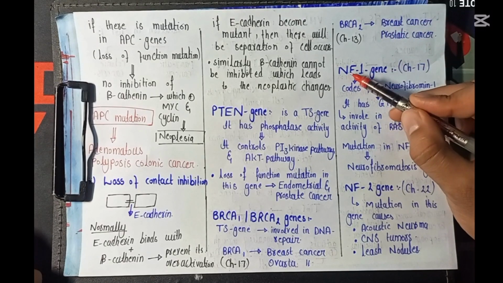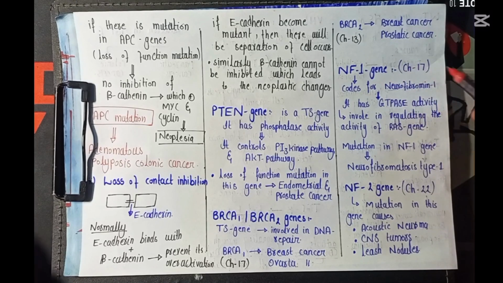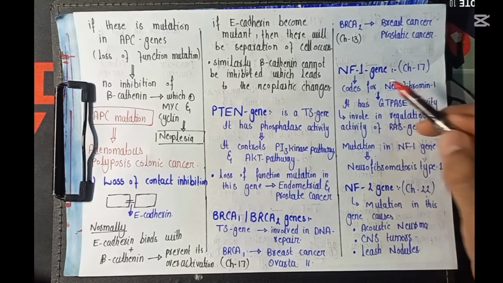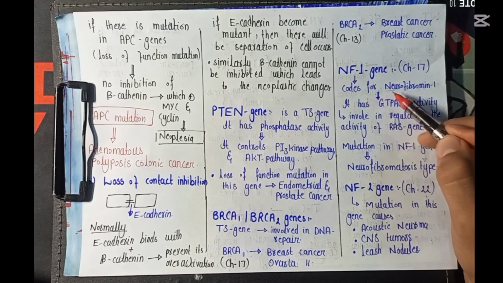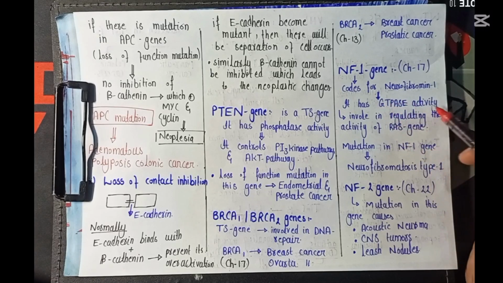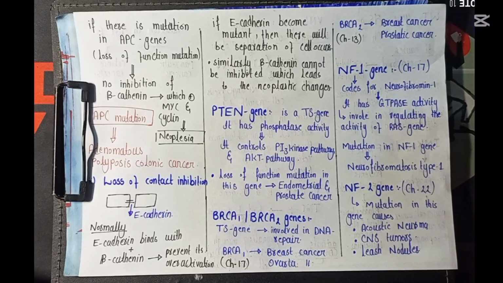The next one is the neurofibromin 1 gene. The neurofibromin 1 gene is a tumor suppressor gene, and it is present on chromosome number 17, and this gene codes for the neurofibromin 1 protein, and this protein has GTPase activity, and it is involved in regulating the activity of the RAS gene, and the neurofibromin 1 gene controls the overactivation of the RAS gene. If there is a mutation in the neurofibromin 1 gene, it causes neurofibromatosis type 1.